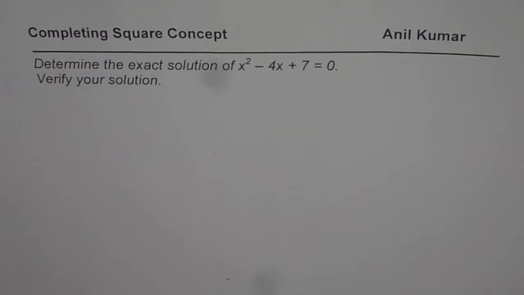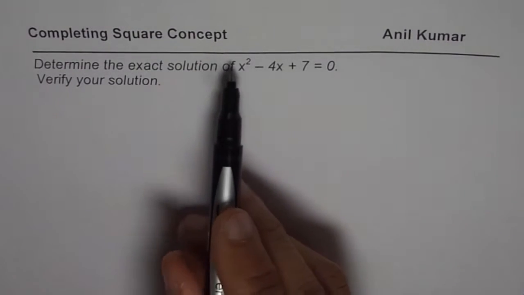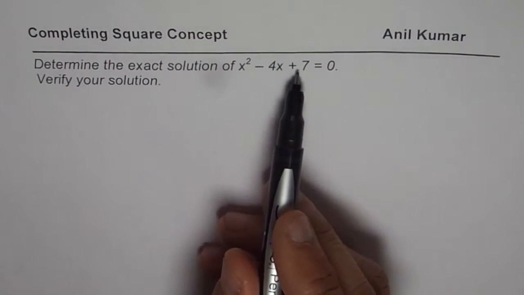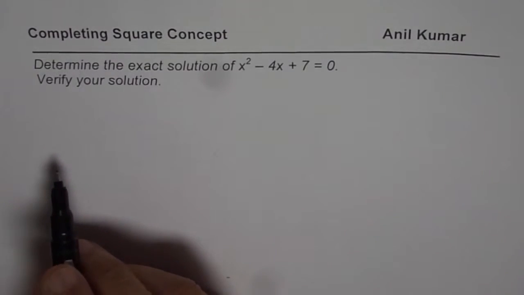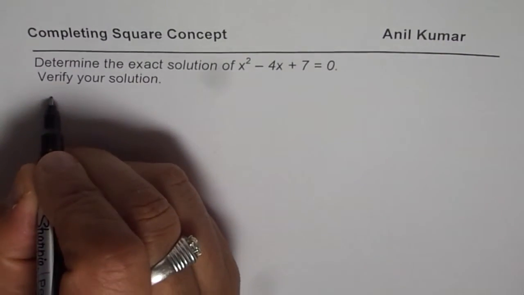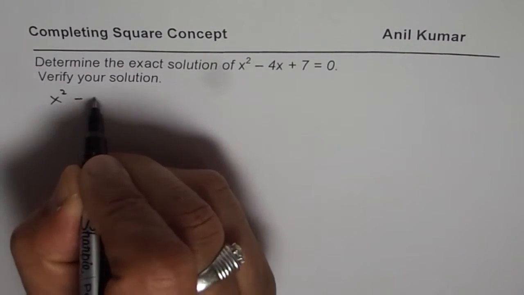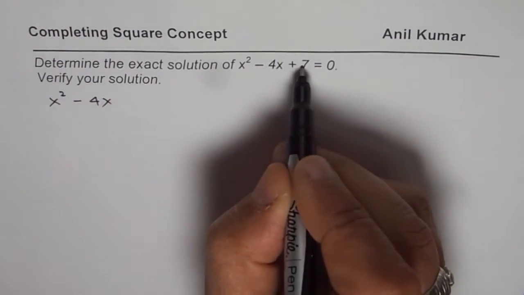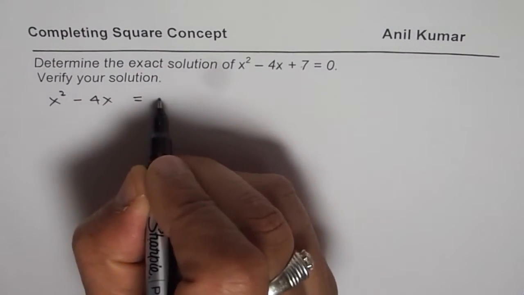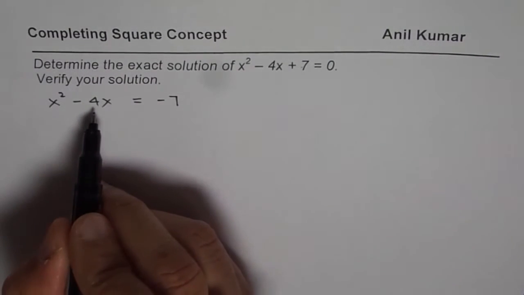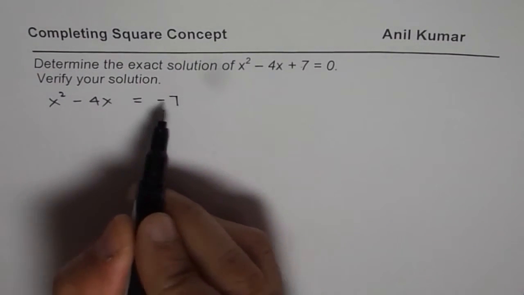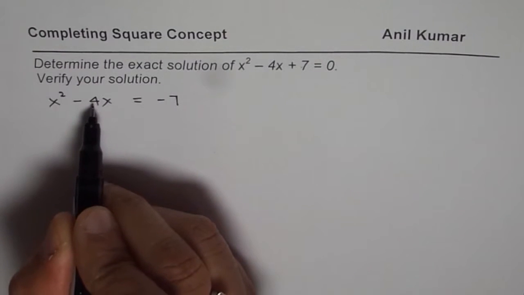The question here is, determine the exact solution of x squared minus 4x plus 7 equals 0. Verify your solution. So let's write this equation as x squared minus 4x, and if I take 7 on the other side I get equals minus 7. Now to complete the square, we need to add on both sides the square of half of 4, right?